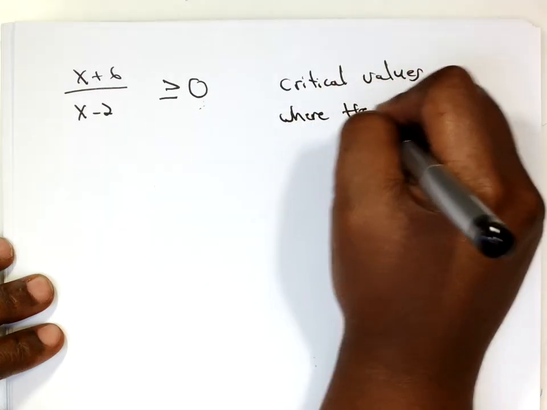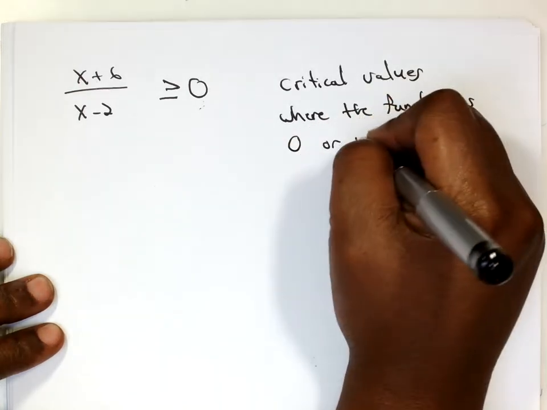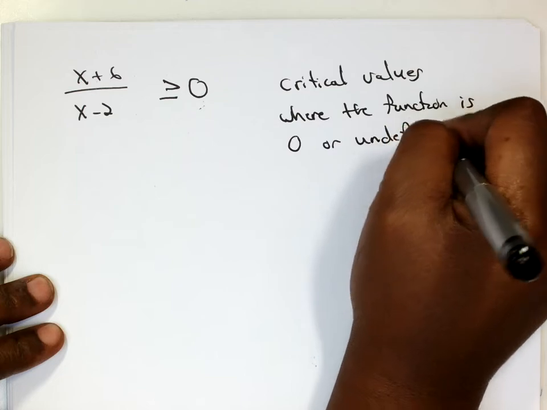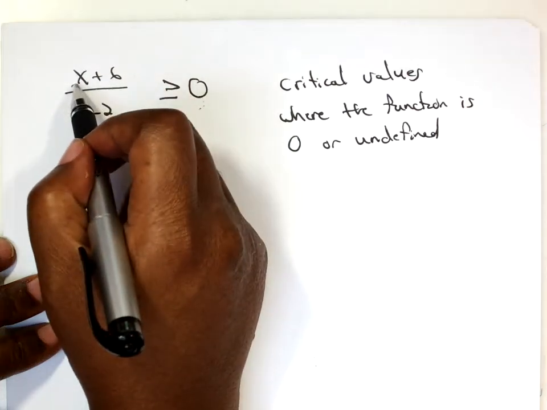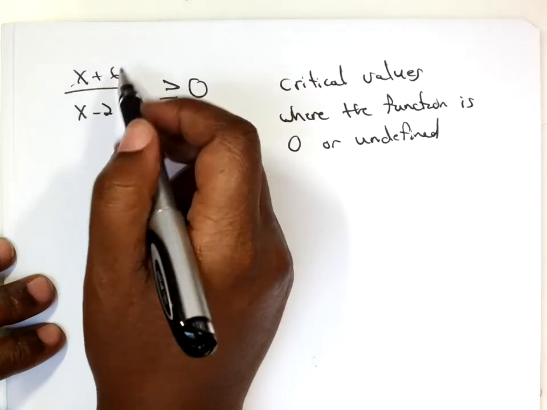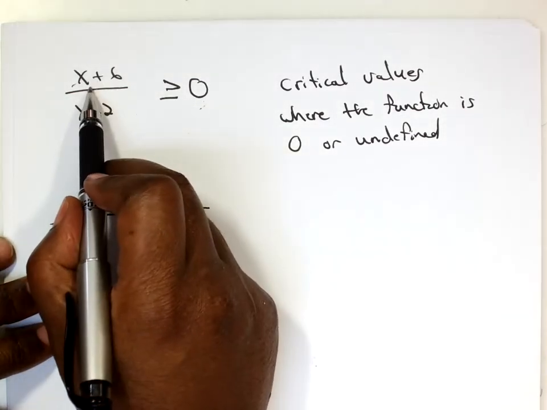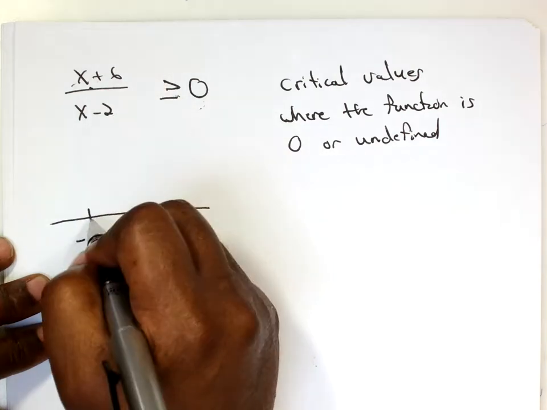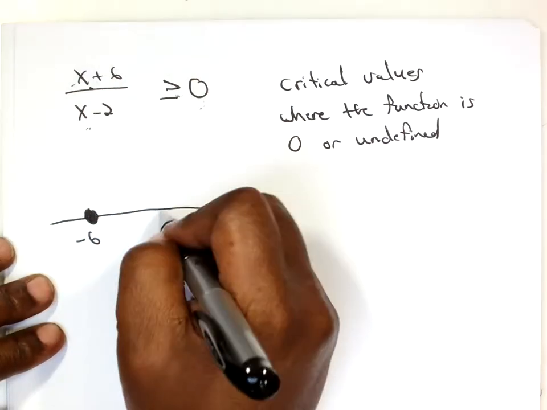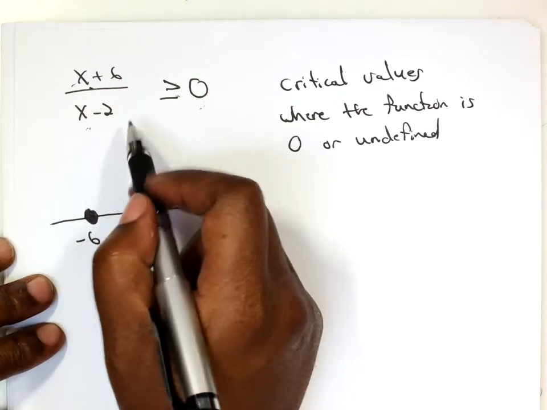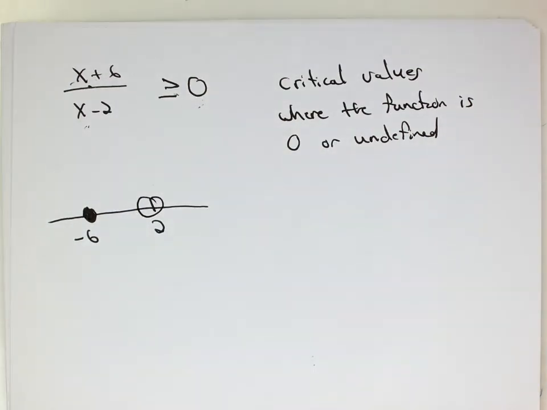And that again is where the function is 0 or undefined. So what makes it 0 is -6, because x plus 6, when you set that equal to 0, you get x is equal to -6. And because it makes it 0 and this is greater than or equal to 0, I'm going to do a closed circle. And the bottom, what makes it undefined, is 2. Well, it can never be undefined, so I know that has to be an open circle. So those are the numbers on my number line.